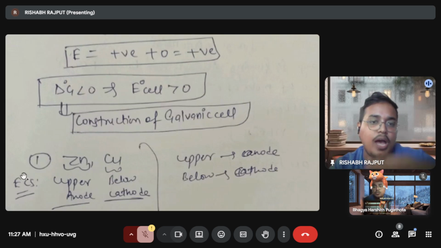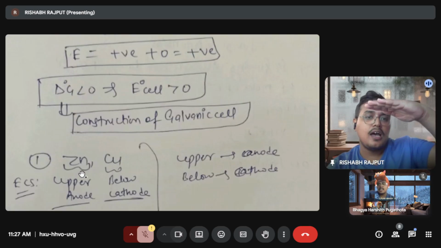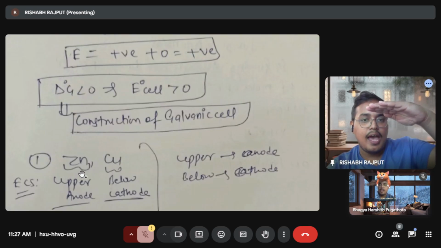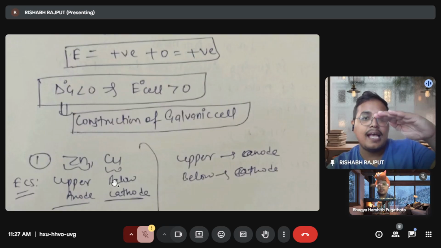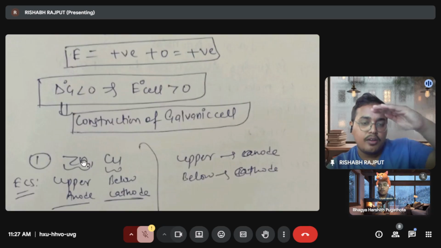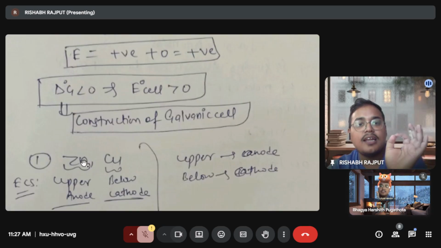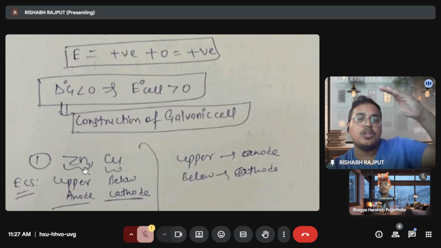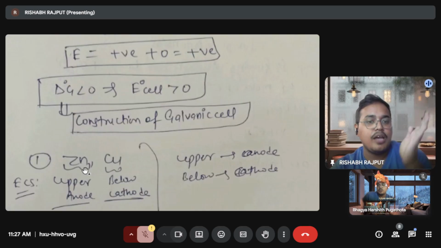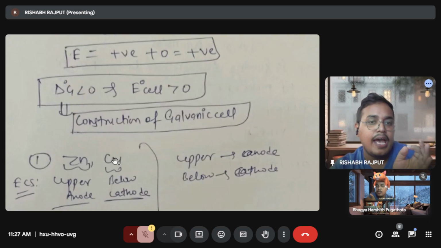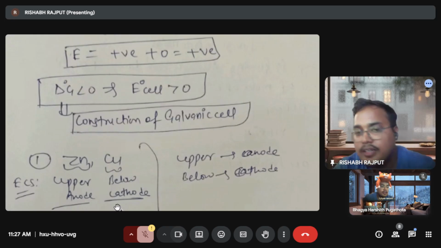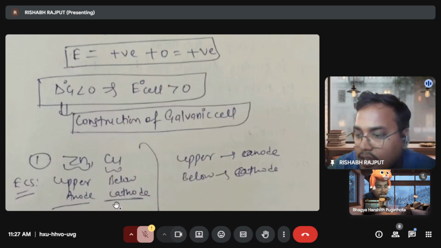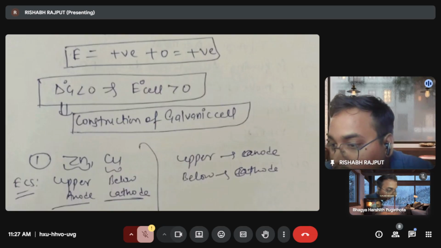Why? Because above the hydrogen, the SOP value is positive. And below the hydrogen, the SRP, meaning reduction potential value, becomes positive. So below the hydrogen there is a tendency for reduction, and above hydrogen there is a tendency for oxidation. So if you compare zinc and copper, zinc will be the anode and copper will be the cathode. That is clear, guys, because we are using the electrochemical series.